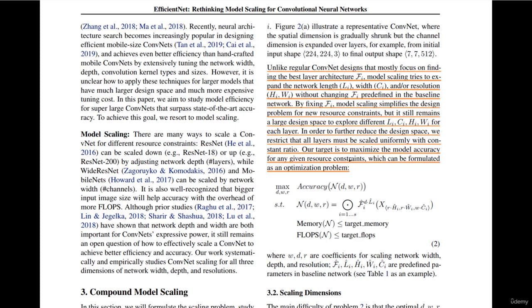Our target is to maximize the model accuracy for any given resource constraints, which can be formulated as an optimization problem. So here we're trying to maximize the accuracy such that we have this fixed convolutional base model and that the memory we are using is less than the target memory, and then the number of operations we are carrying out is less than the number of target operations.